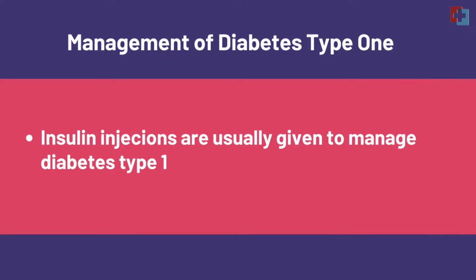So when you go to management of diabetes mellitus, as you know, we have diabetes type 1 and type 2, and so the management also differs. Especially in diabetes type 1, under pharmacological or medical management, because in type 1 there is less or loss of production of insulin in the pancreas, we basically give insulin injection.